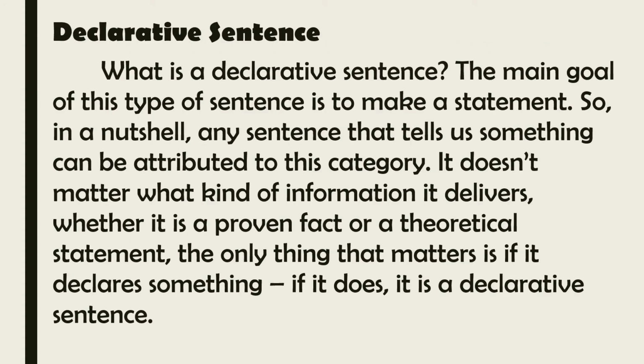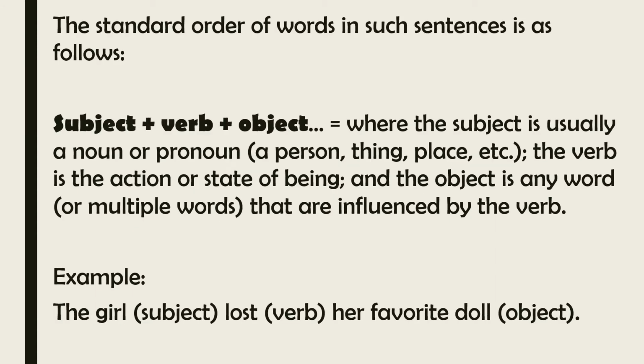When we say declarative sentence, the main goal of this type of sentence is to make a statement. In a nutshell, any sentence that tells us something can be attributed to this category. It doesn't matter what kind of information it delivers, whether it is a proven fact or a theoretical statement. The only thing that matters is if it declares something. If it does, it is a declarative sentence.